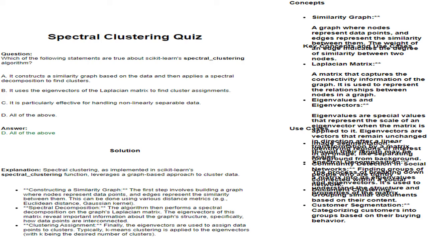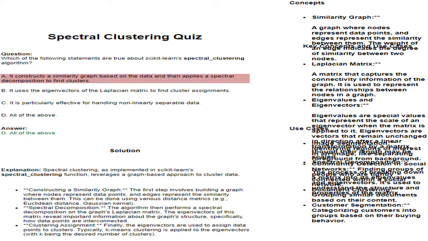Which of the following statements are true about scikit-learn's spectral clustering algorithm? A. It constructs a similarity graph based on the data and then applies a spectral decomposition to find clusters. B. It uses the eigenvectors of the Laplacian matrix to find cluster assignments. C. It is particularly effective for handling non-linearly separable data. D. All of the above.